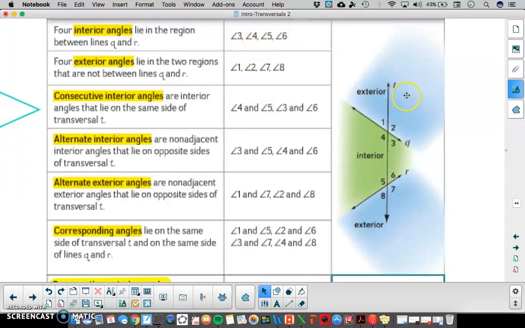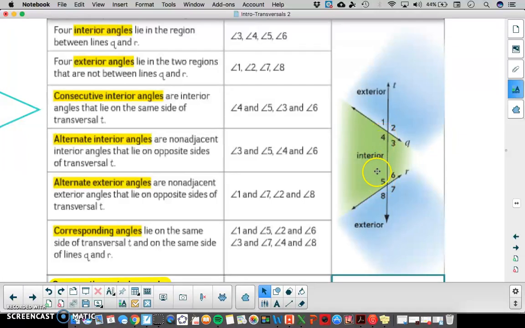The angles that lie in the exterior region, both here and below the two lines, are angles 1, 2, 7, and 8. These are considered exterior angles because they are not between the two lines. Consecutive interior angles are interior angles that lie on the same side of the transversal T. This will be a pair of angles that lie on the same side and are interior to the two lines.